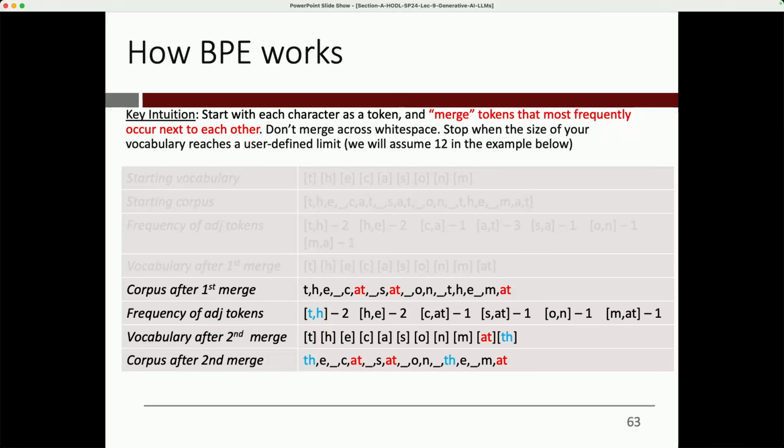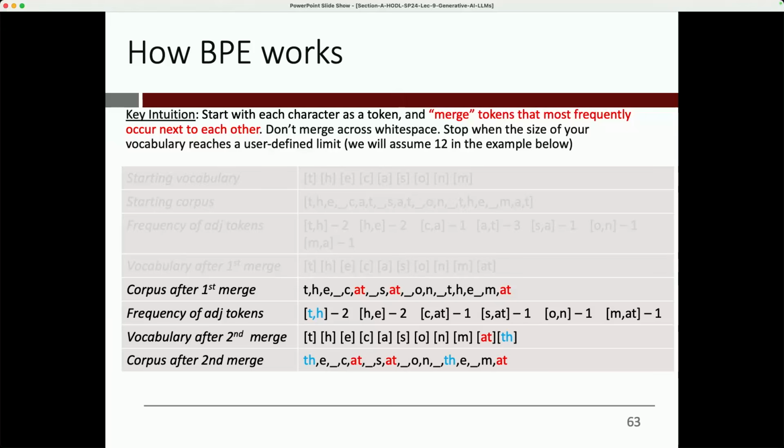TH shows up here twice, so you get 2. HE shows up twice. Everything else shows up once. And when many things are showing up with equal frequency, just pick one randomly. So we pick TH, and we merge that, which means that we add TH to our vocabulary.